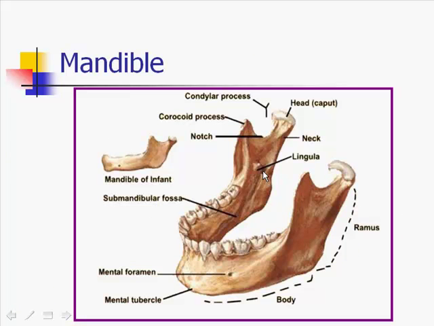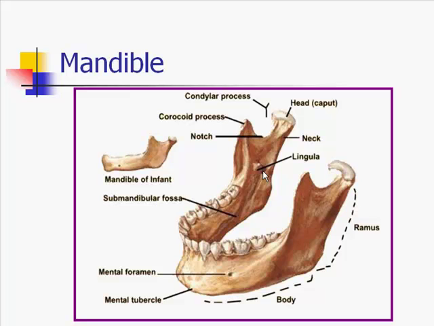right there, that's the mandibular canal. That's where the inferior, think of bottom, mandibular, alveolar nerve goes into the bone. So the inferior alveolar nerve enters and exits right there.